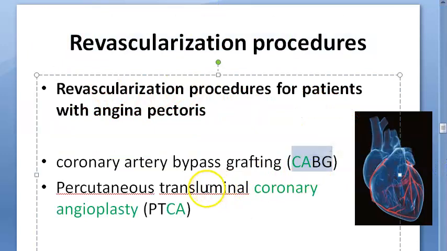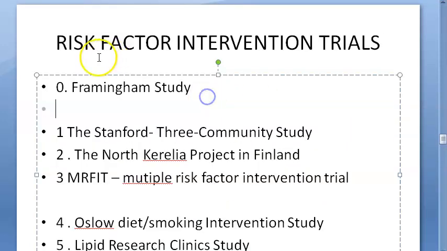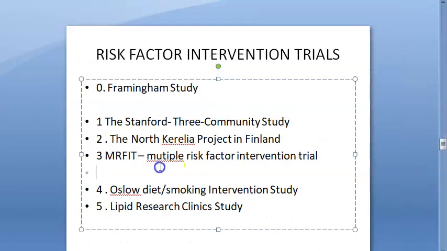Revascularization procedures as a treatment. CABG, that is coronary artery bypass grafting. PTCA, the percutaneous transluminal coronary angioplasty. Percutaneous transluminal, all those words you should remember. All these are the intervention trials. You have to mention these.